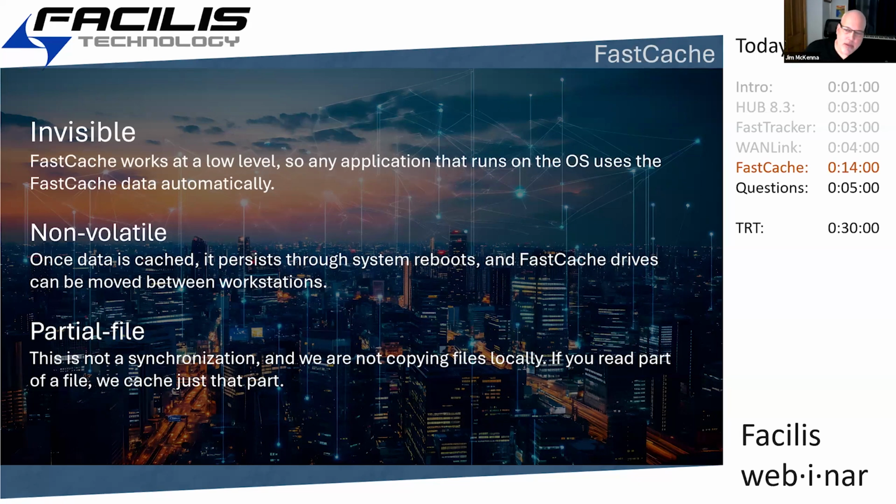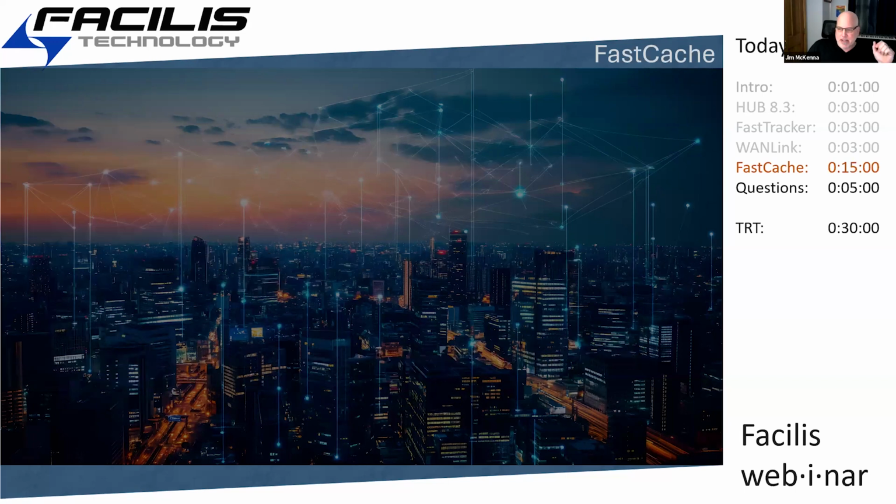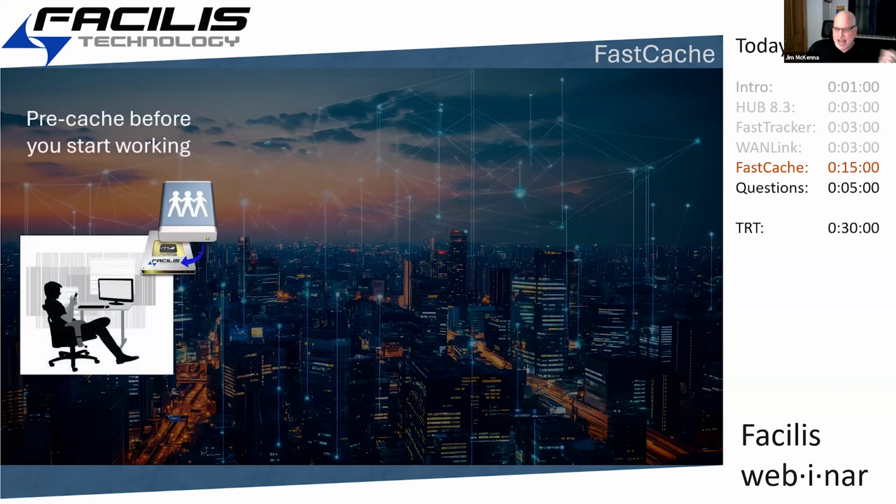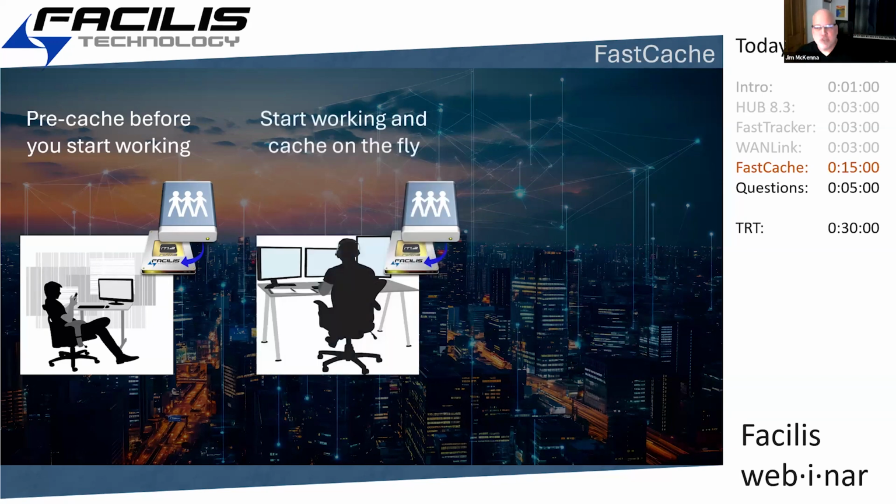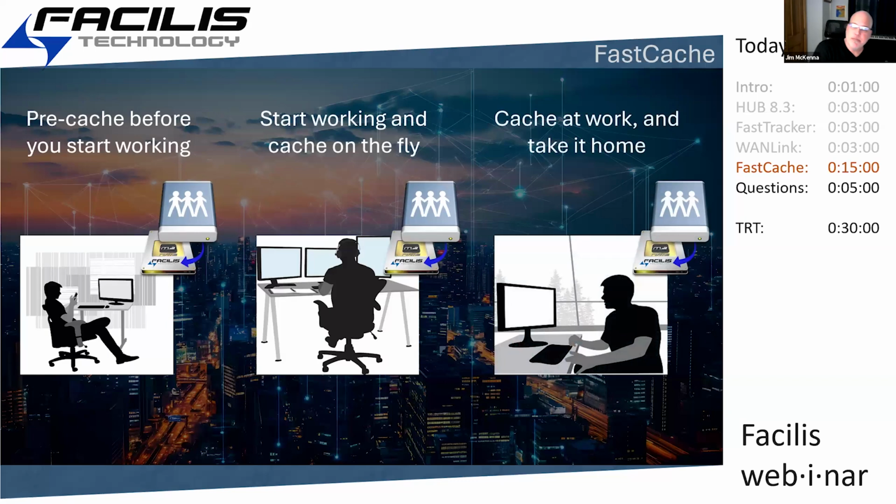So there are many workflows that are enabled with FastCache, but there are three basic ones. Pre-cache, or bulk reading files to get everything cached prior to working. Caching on the fly, where partial file workflow kicks in. It basically is just caching everything as you're accessing it and consuming it from your workstation. And caching locally to take remote.